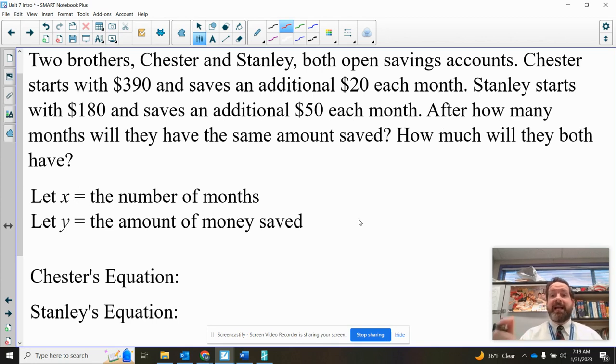The question asks for two different things. When will they have the same amount of money? So after how many months? So I'm going to choose a variable to represent that number of months. And then how much will they both have? Well, that's an amount of money. That's something else I don't know. The things that I don't know are the things that get the variable names. So X for one of them and Y for the other. It's easiest often to use X and Y.